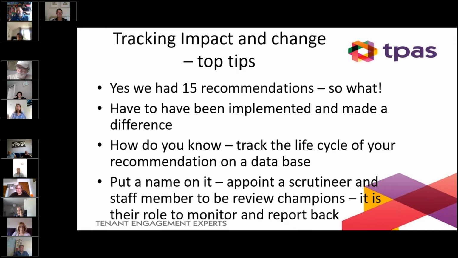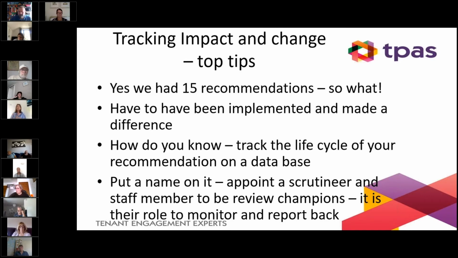So again, so important even at that level, when it comes to parliamentary scrutiny, that the recommendations are tracked by somebody and actually implemented as well. So how do you do that? And again, there's no magic formula for this. It's just having a system in place, and how you do that is up to you.